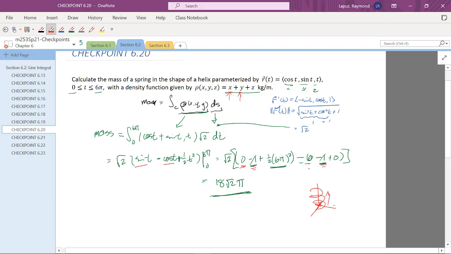All right, just a little side note, your final answer is here, 18 root 2 times pi squared. Okay, I hope that helps.